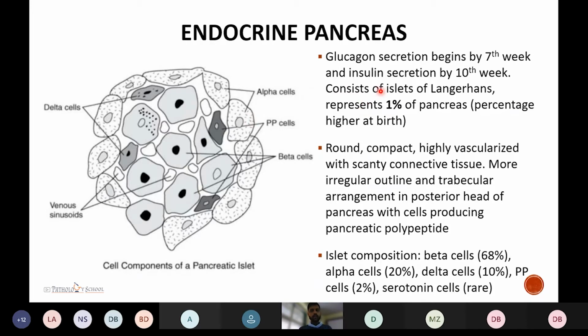The glucagon secretion begins by 7th week and insulin secretion by 10th week of fetal period, unlike the exocrine secretion which begins after birth, and it comprises just 1 to 2% of the pancreas, not more. It is a highly vascularized organ. As you can see, venous sinusoids are present. Now, why is this endocrine? Because it secretes hormones into the blood.